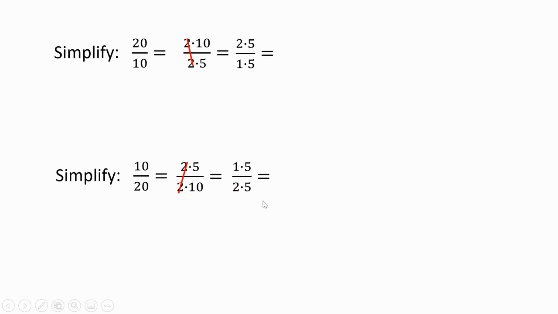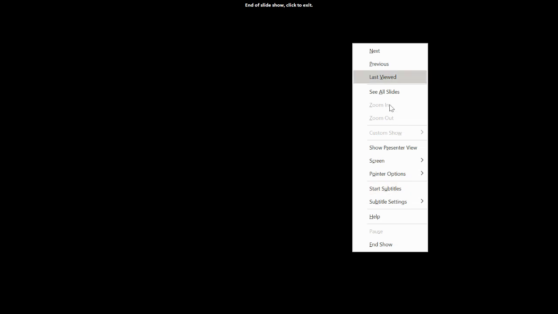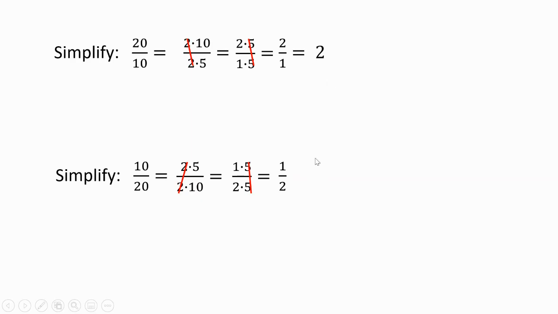So now I end up with this, and everything's kind of looking the same, right? 10 has a 2 and a 5 in it. But now look what I have as answers. 2 over 1 and 1 over 2. Those are not the same thing. That equals 2, and this one equals a half. They're not the same answer.